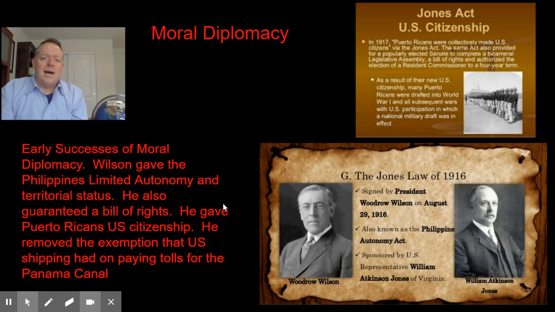All right. Some of the earlier problems with big stick policy, such as the Philippines and such as Puerto Rico, Wilson actually solved. So Puerto Ricans under Wilson got U.S. citizenship. This is a huge step. Puerto Ricans are still U.S. citizens today in the United States.